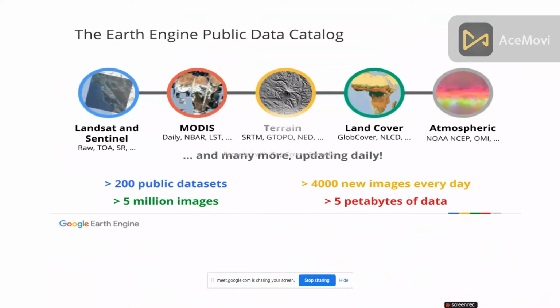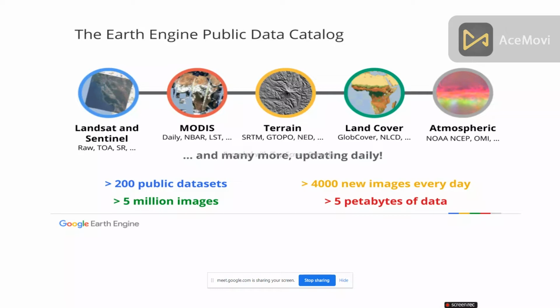Okay, so let's go. So basically, Google Earth Engine has its own Earth Engine public data catalog. In this public data catalog, we can get a lot of remotely sensed data we can easily access and freely use. We can access Landsat, Sentinel, MODIS, terrain, land cover, atmospheric data, different types of satellite data, surface reflectance, top of atmosphere, raw images, and all of the data sets are updated daily.